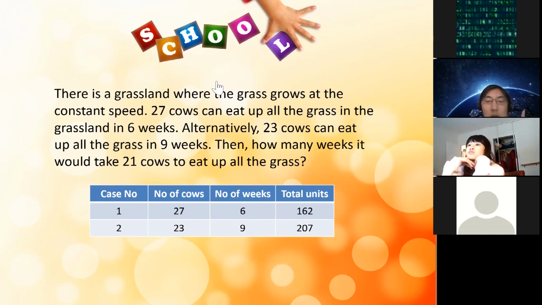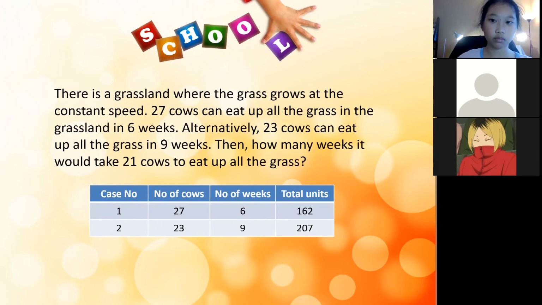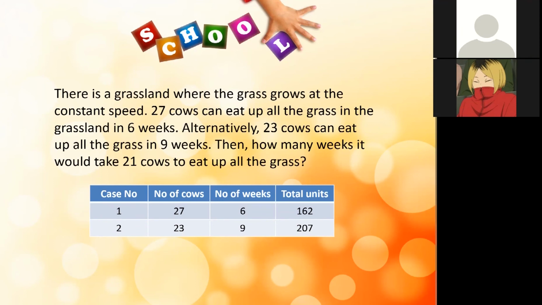Okay, how about 2 cows? 1 cow can eat 1 unit in 1 week. How about the 2 cows? Rory. 2 units. Yeah, 2 cows eat 2 units. Good. How about the 27 cows? 27 units. Yeah, 27 units. Okay, good. So how about other students? Anyone has a question for this?